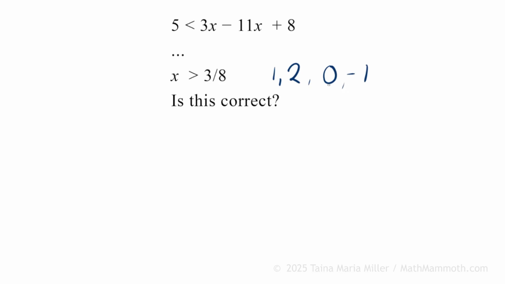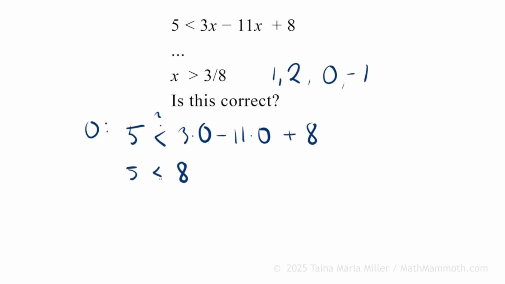I'm going to start with 0 though. 0 is not in the solution set, once again, so this should not be true if this was solved correctly. 5, is 5 really less than 3 times 0 minus 11 times 0 plus 8? Well, 5 is less than 8. 0 fulfills this inequality. But here, the way this person solved it, 0 is not in this solution set. So the solution set is not correct. The solution is not correct, okay?